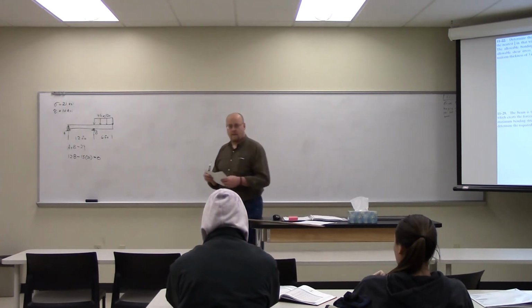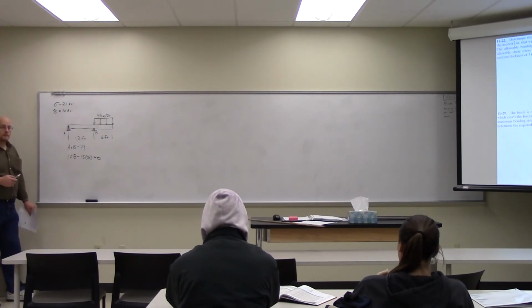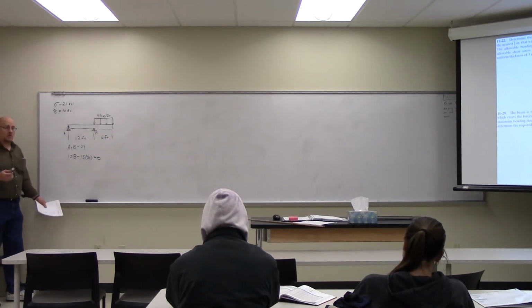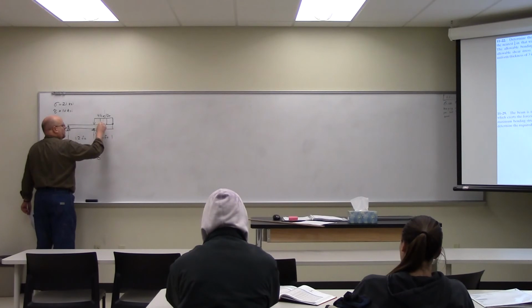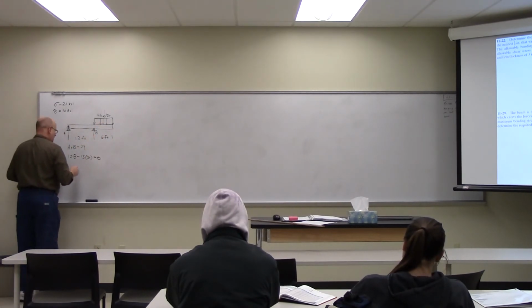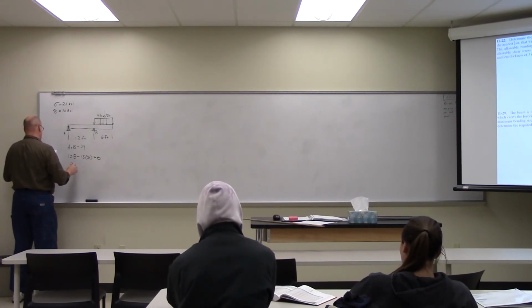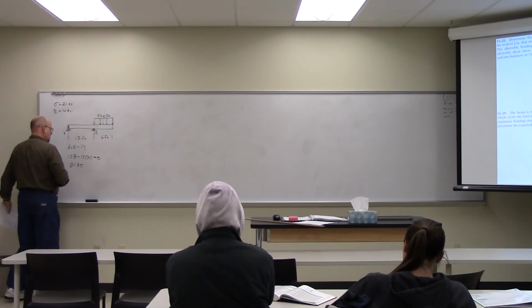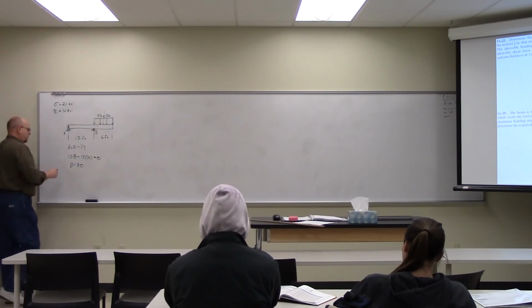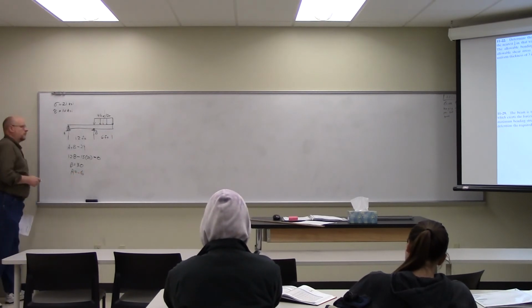Wait, I'm not sure. It's 15. This 24 is going to be applied in the center, which is 15 feet from A. Gotcha, yep, it is 15. So that gives us B equals 30, I think. Yep, B equals 30. So A is equal to minus 6.